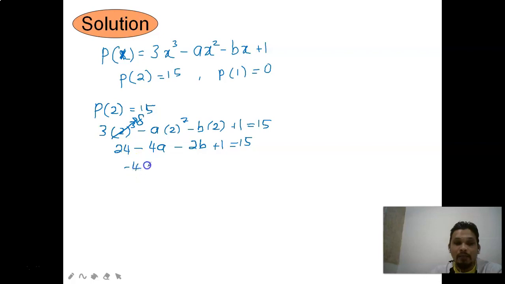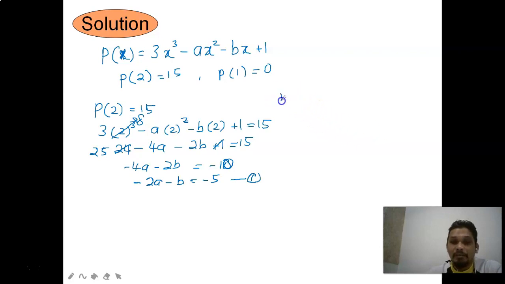Then negative 4a minus 2b equal to 15 minus 24 minus 1, which is 15 minus 25 equal to negative 10. 24 plus 1 equal to 25. So bring 25 to the other side, it becomes negative 25. So 15 minus 25 equal to negative 10. And divide by 2, it gives you negative 2a minus b equal to negative 5. So equation 1.